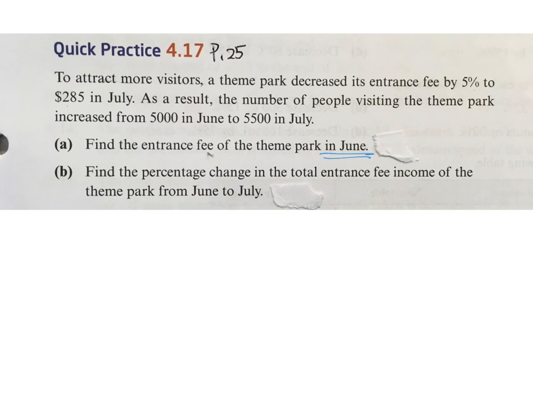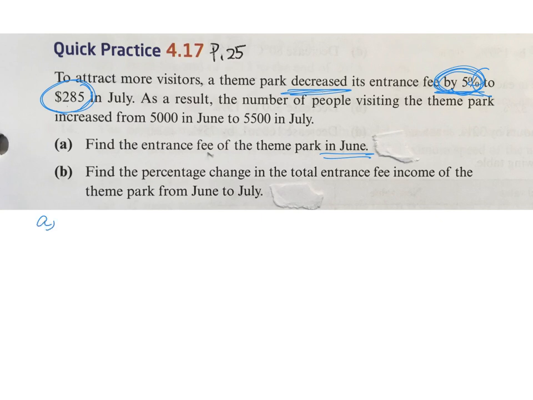So, you may pay attention in the first statement only. It mentioned that the theme park decreased its entrance fee by 5% to $285 in July. So, first of all, you notice this is a decrease. It means in June the fee is more than $285. And what is the percentage decrease, which is 5%? Okay, 5%. And the new value is $285.